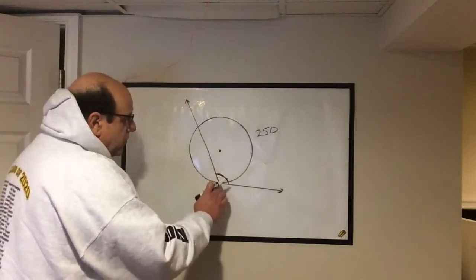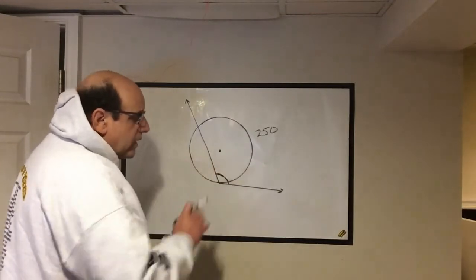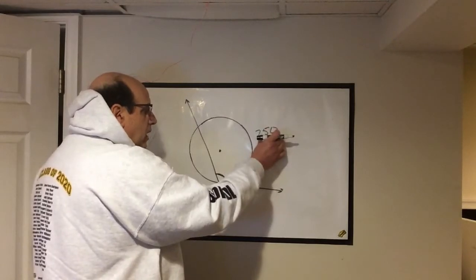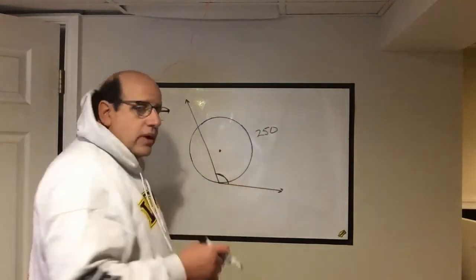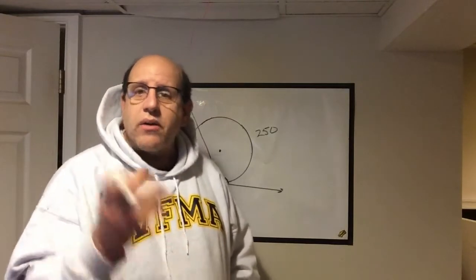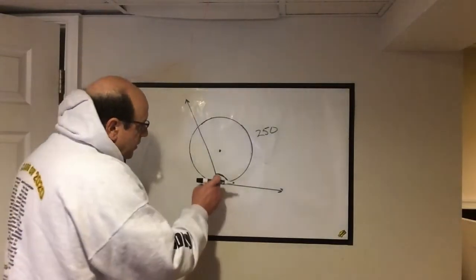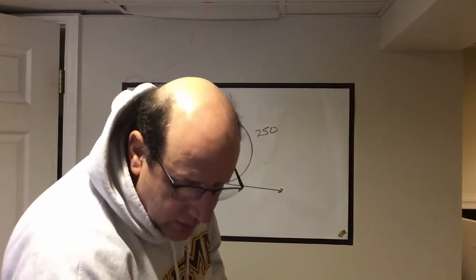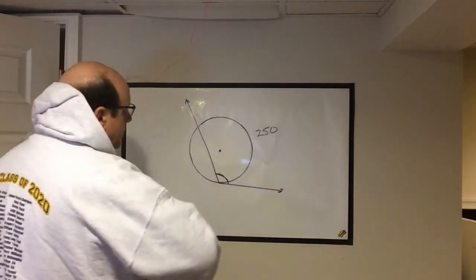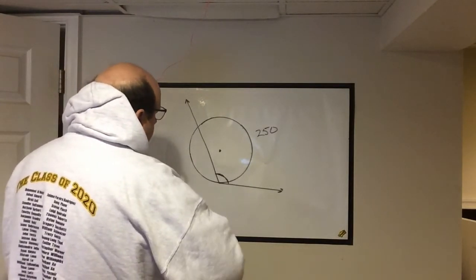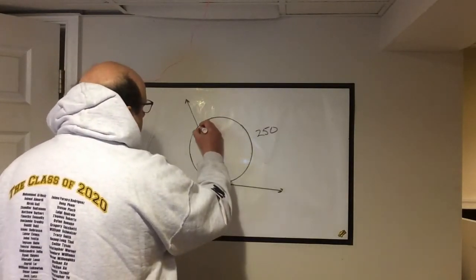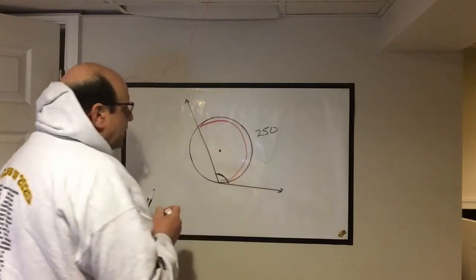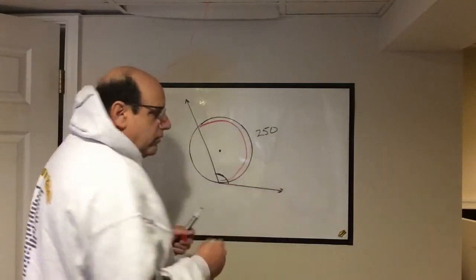The angle that's created when you have a tangent and a secant connected and they create an angle, that angle is half of the arc that's created, the arc that's cut by that angle. So here's our arc that we're looking at, and I'll mark it here. This is the arc that we're looking at around here, all the way around to there. So this arc around here is 250.